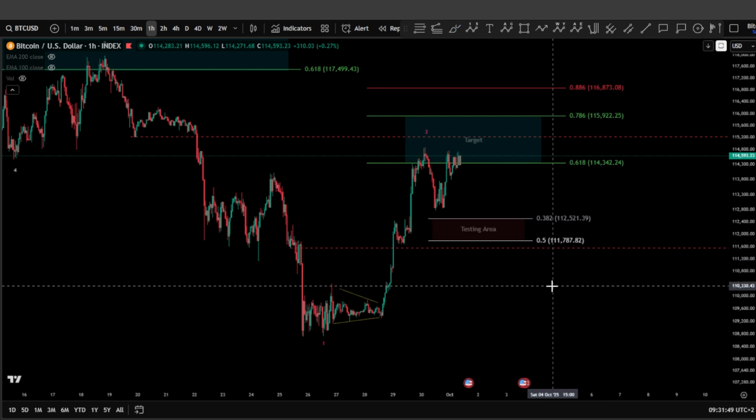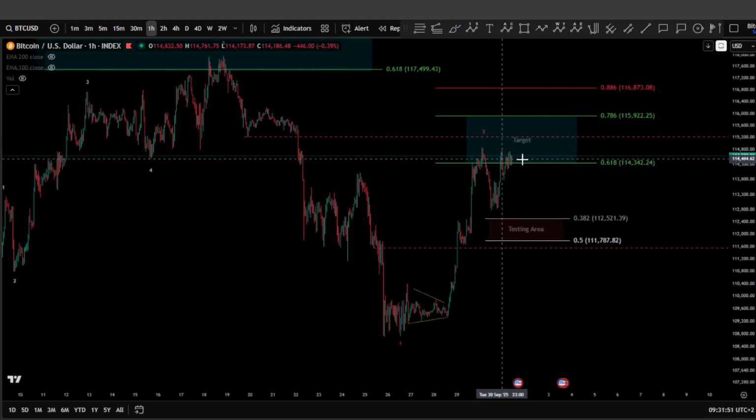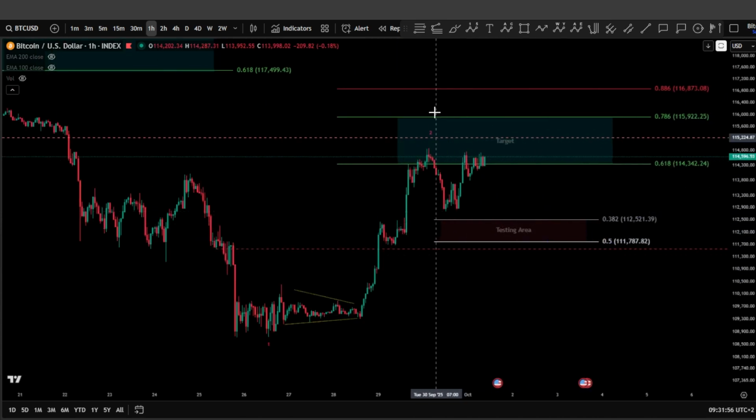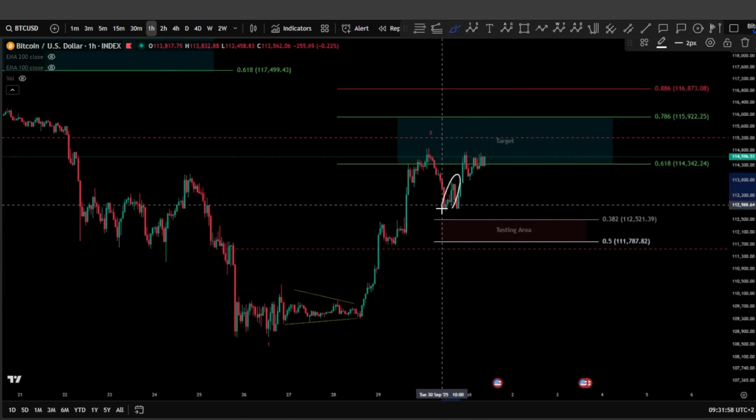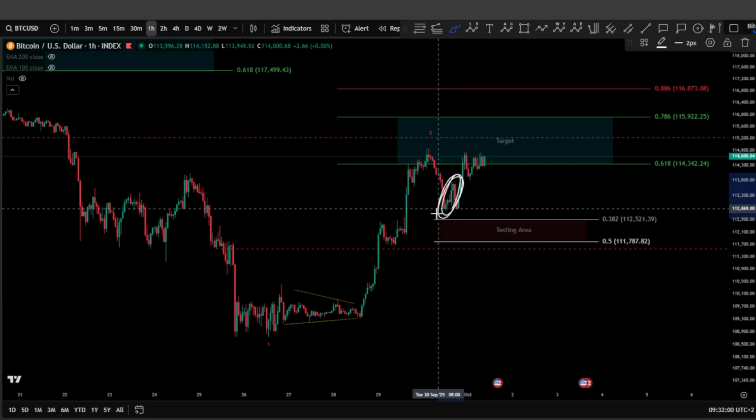So these are my expectations for Bitcoin today. I'm expecting a little bit higher here. Definitely this is a wave 5 here. Still, of course, looking impulsive somehow, knowing that I don't like it. It looks like 3 waves here.